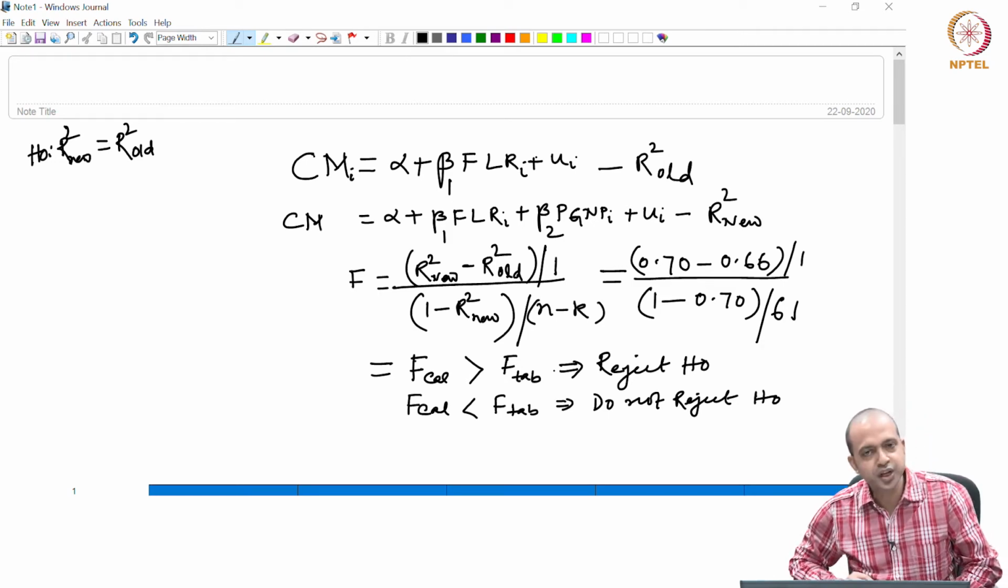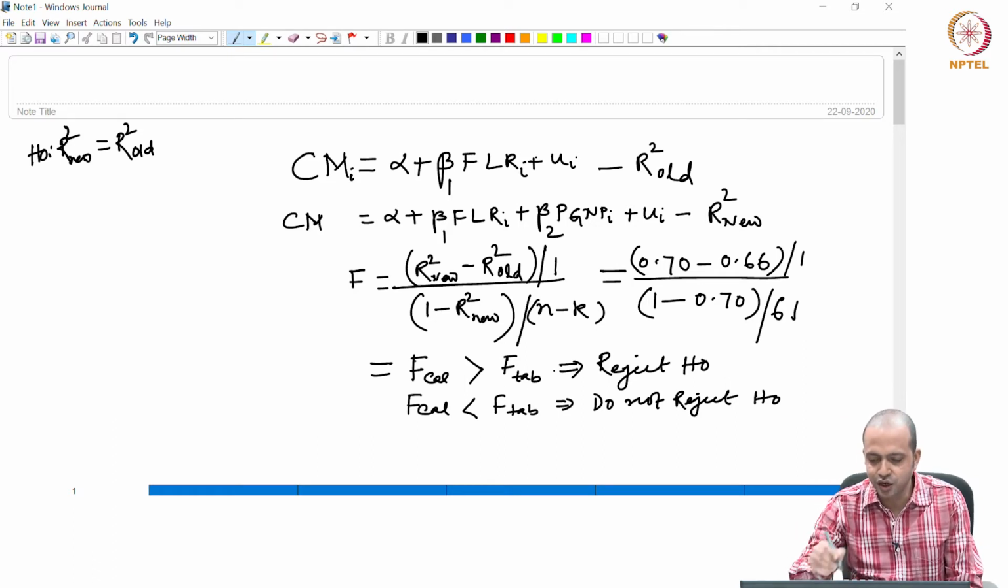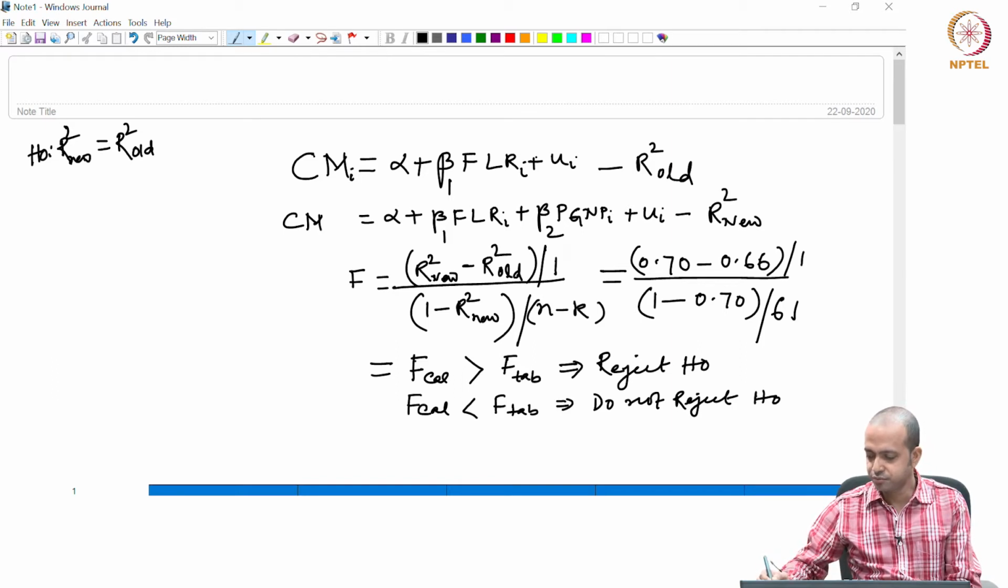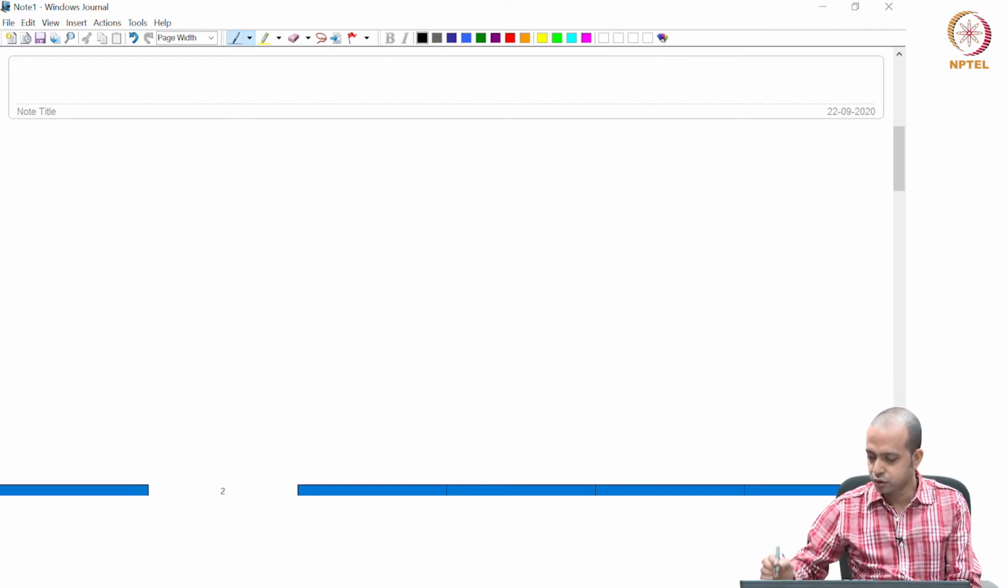So, that means you can justify adding the new variable PGNP in the model if and only if you can reject this null hypothesis. That means R square new equals R square old, you have to reject, okay. Then only you can establish that yes, the new variable PGNP has significant explanatory power. So, this was the first hypothesis we tested yesterday.